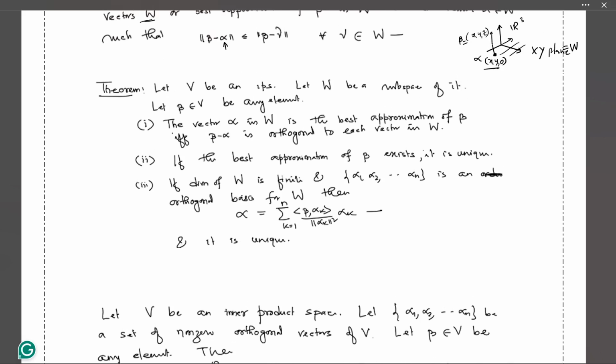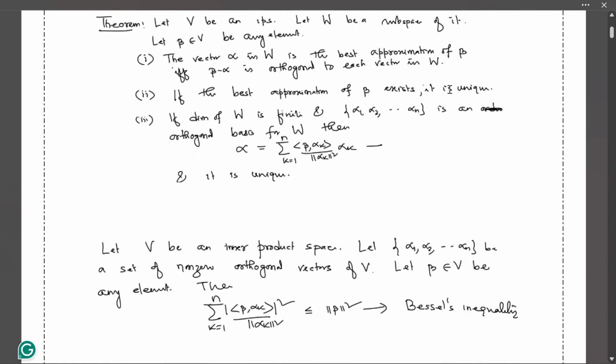For example, you see here this vector beta minus alpha is parallel to, let's say, the z axis. This is orthogonal to each vector: take any vector inside the XY plane, they are at a 90-degree angle with the z axis. So beta minus alpha is orthogonal to each vector inside W. The next statement is that if the best approximation of beta exists, it is unique. So we have a unique point inside W which is nearest to beta.